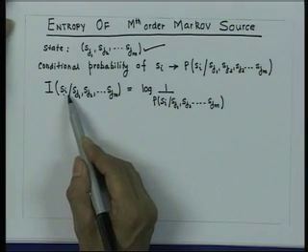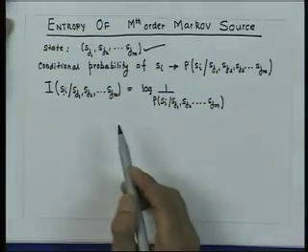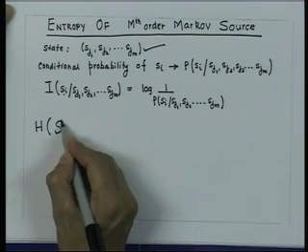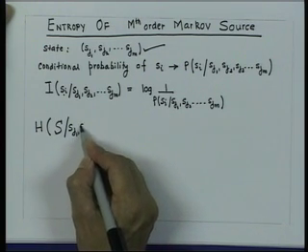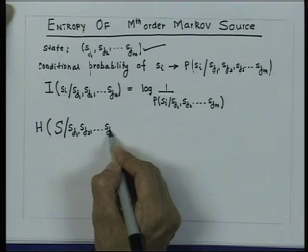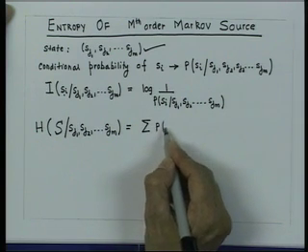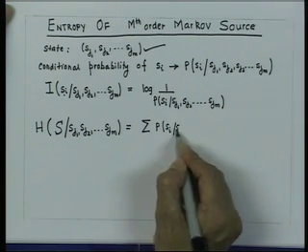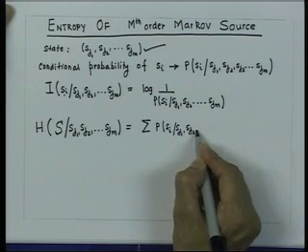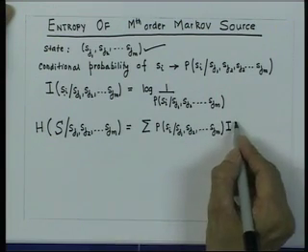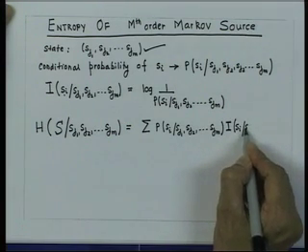Now, if I average the information which I get when the source is in the state given by Sj1, Sj2 up to Sjm, then that would be H of S given Sj1, Sj2 up to Sjm is equal to the sum of the probability of Si given Sj1, Sj2, up to Sjm times the information which I get, which is this.